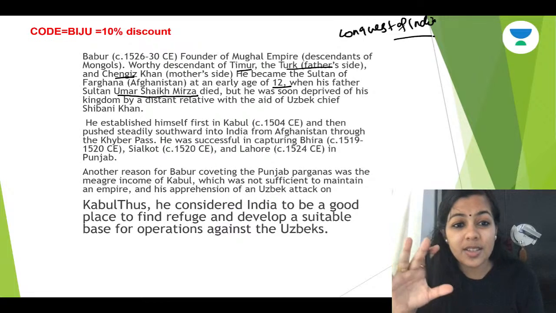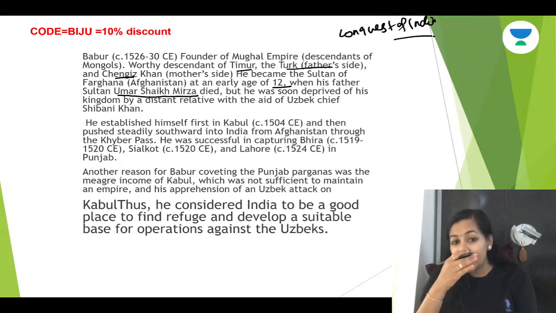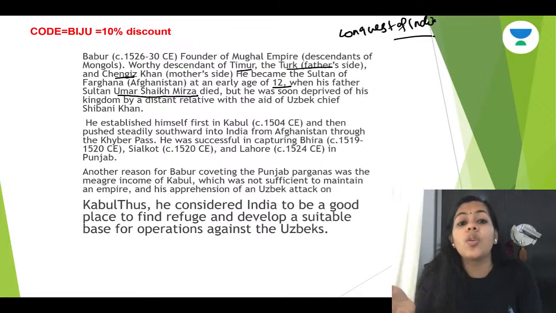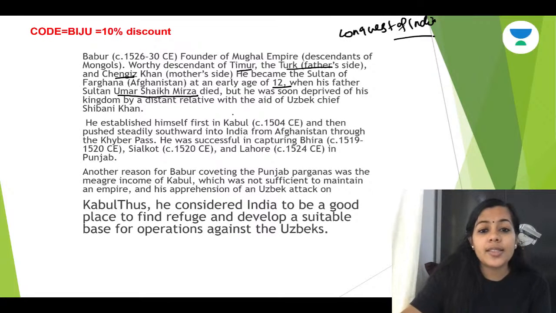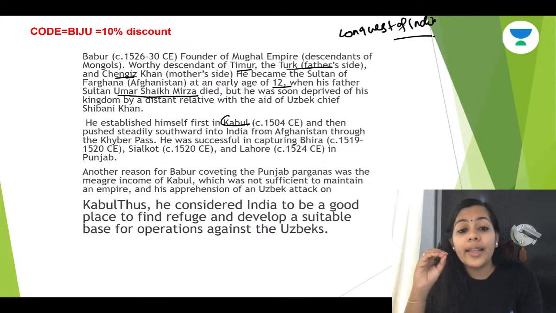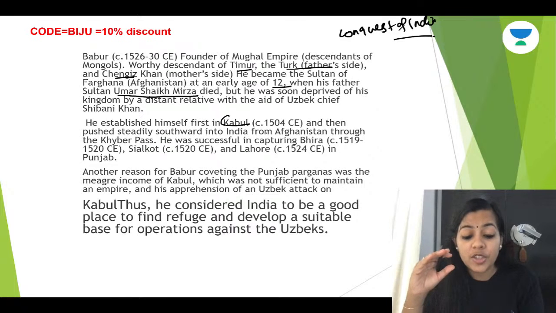We already discussed all these points without these notes, but you just want to remind it. We are just revising it. Then he first established himself in Kabul, then pushed southward into India from Afghanistan through the Khyber Pass. He came to India and captured Bhera, Sialkot, Lahore and Punjab.